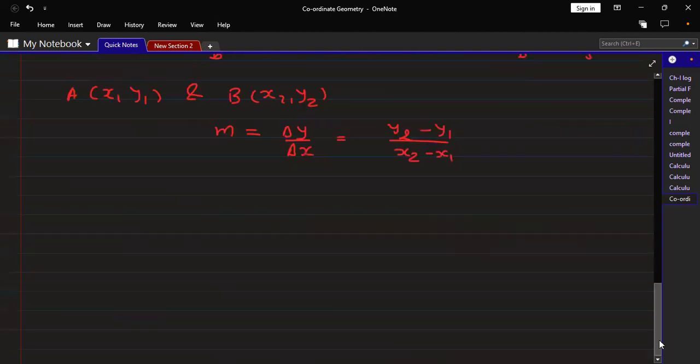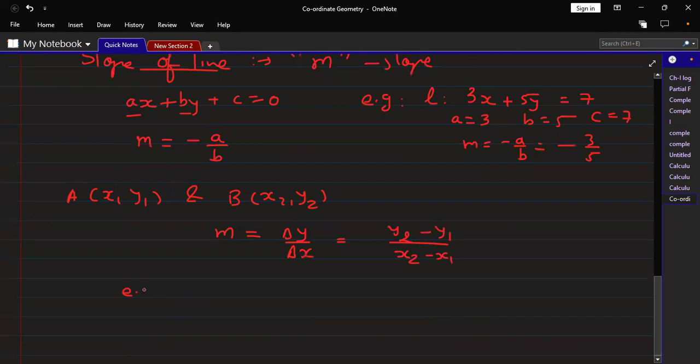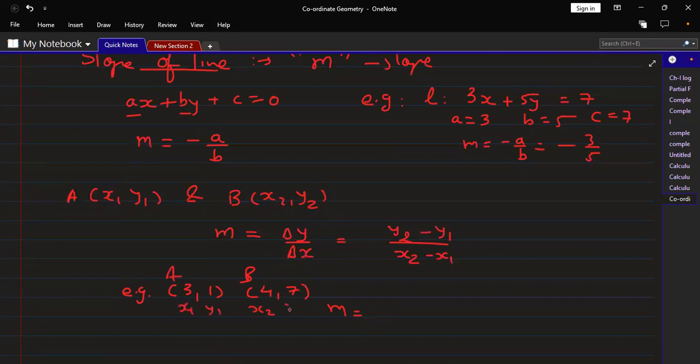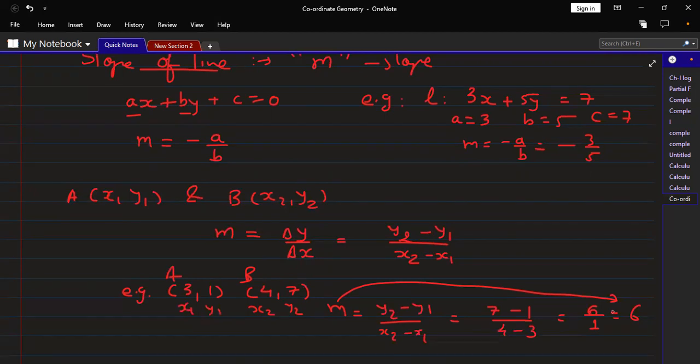If I have 2 points like this, for example, (3, 1) and (4, 7). This is A, this is B. So m equals, here A is x1 y1, B is x2 y2. So y2 minus y1 upon x2 minus x1. So here y2 is 7 minus 1 upon 4 minus 3. So it will be 6 upon 1, which is 6. This is the slope of line M.